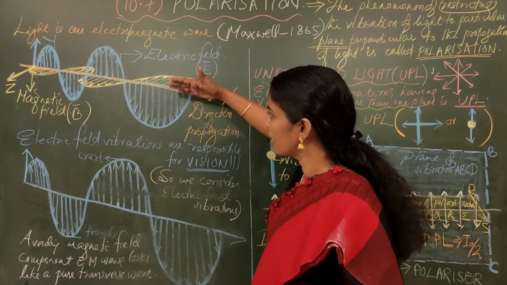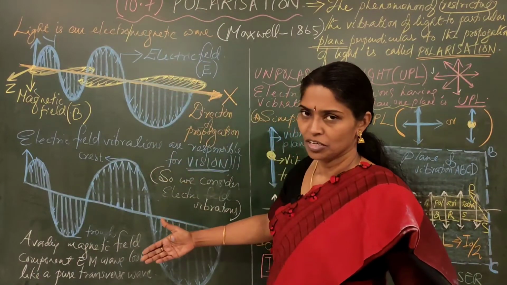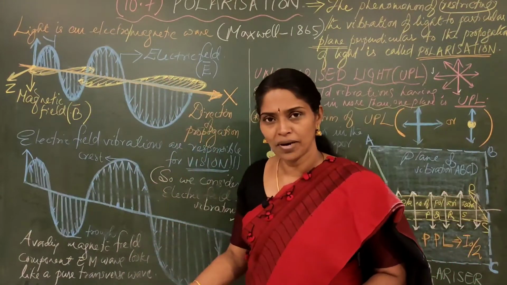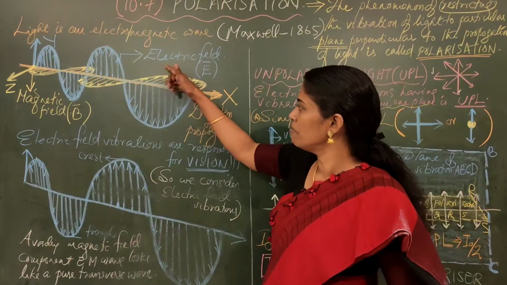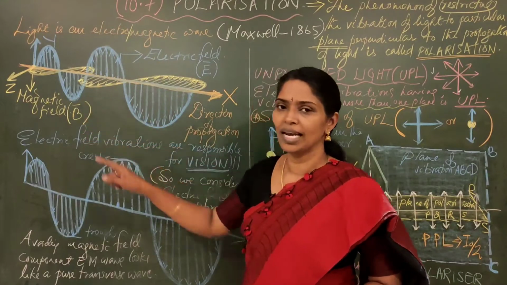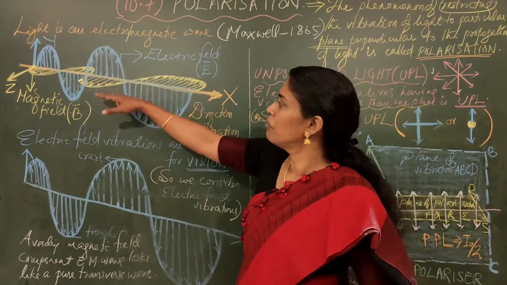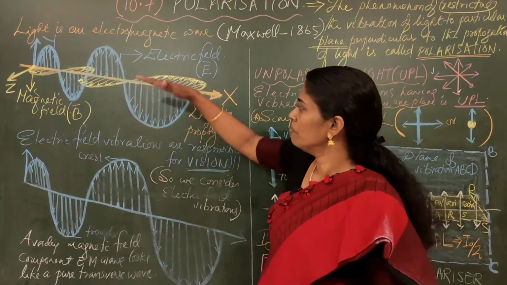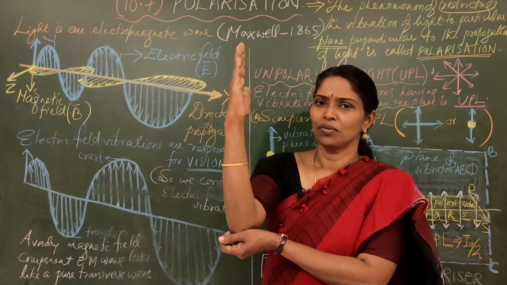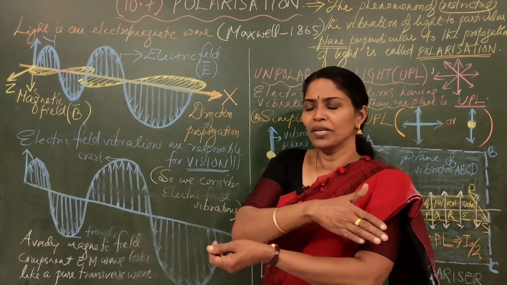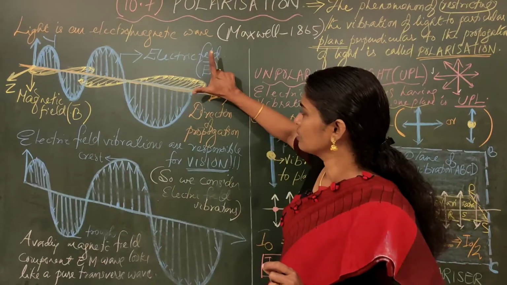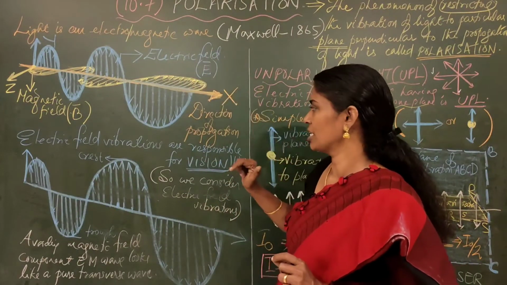One is in this plane, the other is in this plane. So if it is moving in the x direction, the light can vibrate with the vectors E and B. E is given by the blue shade and B is given by the yellow shade. So E and B are vibrating mutually perpendicular. They are 90 degrees to each other.